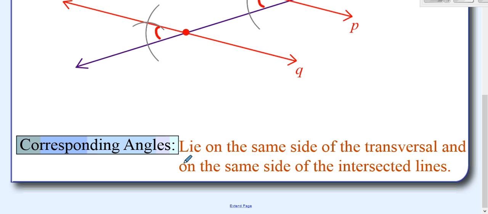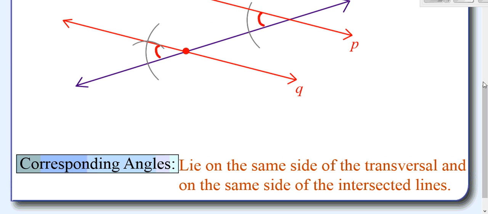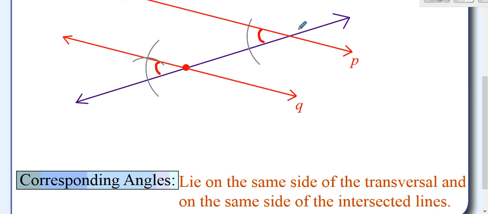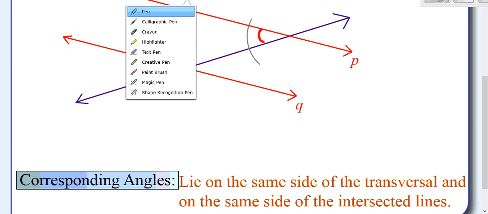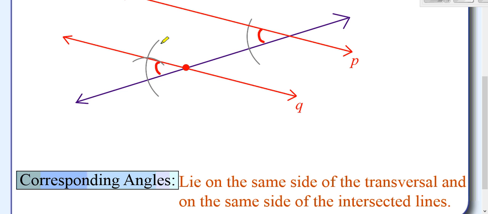So I like to think of it kind of like streets. If you picture these as streets, it's kind of weird because everyone's going kind of crooked. It's kind of like Grand Avenue around here. But if you picture them as streets, you have the corresponding intersections. So you've got the northwest corner of one intersection, which would correspond with the northwest corner of that intersection. They're in the same spot.